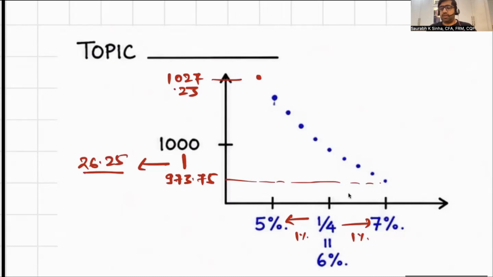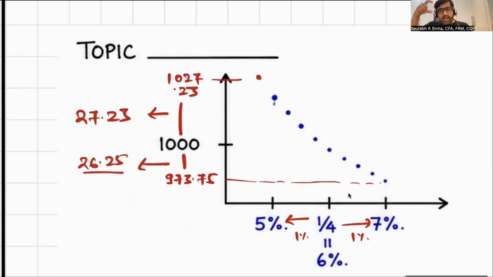The rise is not 26.25. The rise is slightly higher. It is 27.23. Please understand: if interest rate is falling by 1%, the rise is 27.23. However, if interest rate is rising exactly by 1%, the fall is 26.25. The rise is greater than the fall. It is not equal.